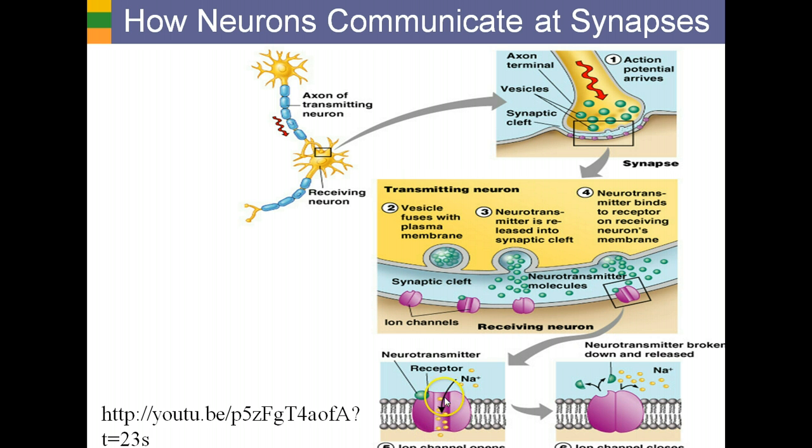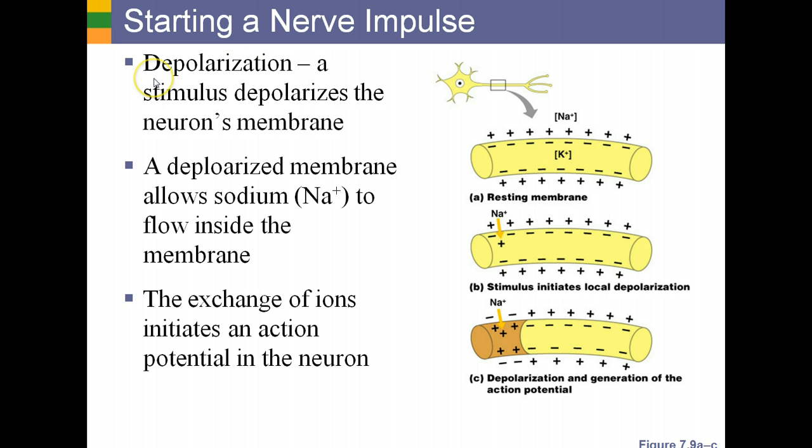An action potential is stimulated in the receiving neuron because the neurotransmitters, now look at this very carefully, cause the ion channels to open, allowing sodium to move into the membrane. Now let's look at the next slide for a close-up picture. So when sodium enters the membrane, it causes depolarization. A depolarized membrane allows sodium to flow inside the membrane. When those ion channels open, the membrane is considered depolarized.